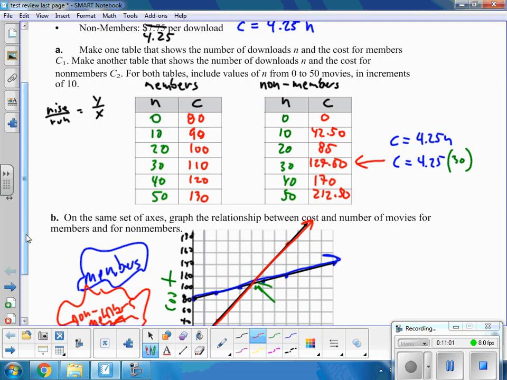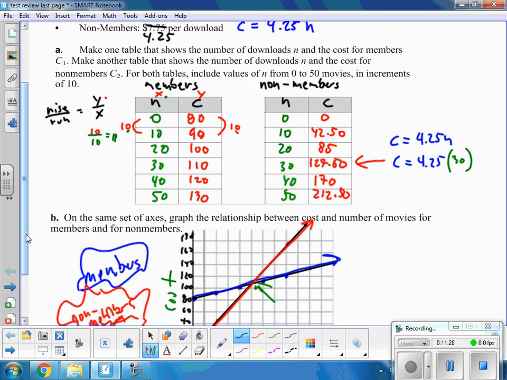So I'm going to look at my members, and I see the change going from 80 to 90 is 10, and from 0 to 10 is 10. So these are representing my y, and these are representing my x. So I'm going to take my y over here, where my y is, and replace it with this 10. And I'm going to take the x over here. I'm going to replace it with the x on this side, which is 10. And 10 over 10 is 1.